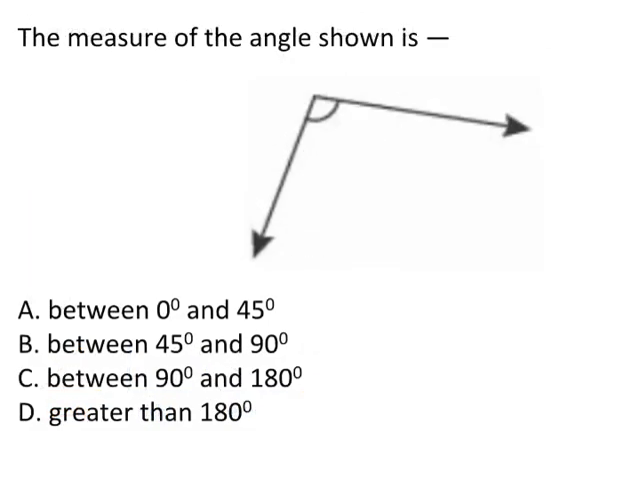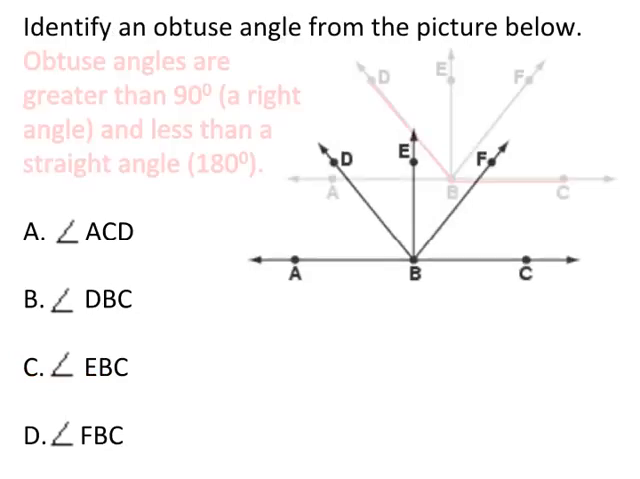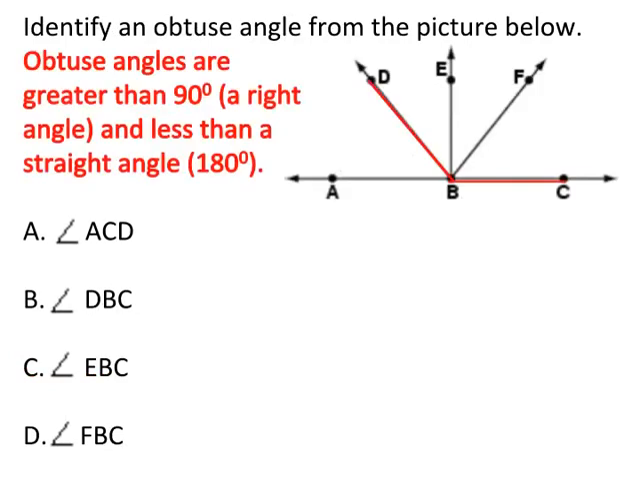The measure of the angle shown is. And the answer is between 90 and 180 degrees. Obtuse angle. Identify an obtuse angle from the picture below. Obtuse angles are greater than 90 degrees, a right angle, and less than a straight angle, 180 degrees. So the answer is B.